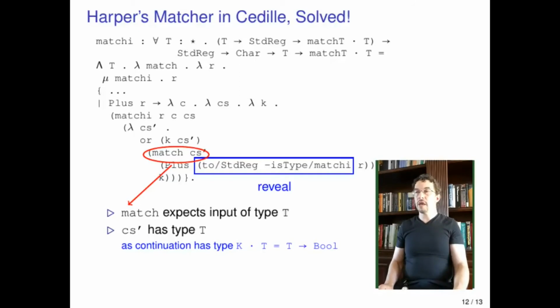The match function is coming into match I, and it's expecting type T, where T is actually just some abstract type. We really don't need to know much about it, except we can recurse on it. If you're looking at the type signature of match I at the top, we can recurse on it, and the suffix comes in at that type. And so when we call match of C's prime, match is expecting input of type T, and C's prime has type T because C's prime is the input to the continuation, and the continuation, as I noted there in blue, has type K T, which is T to bool.